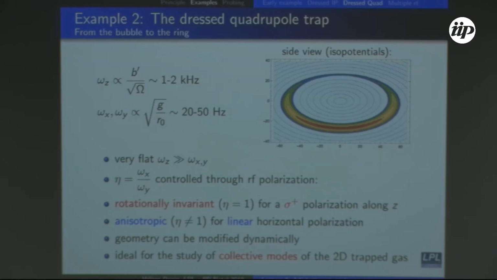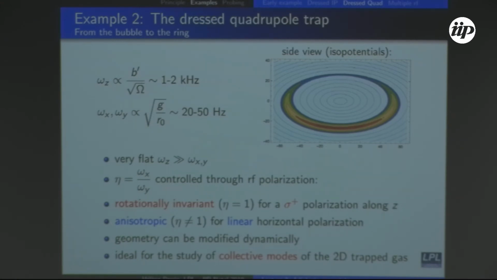So you are in a situation which can be very interesting to study low-dimensional physics, because the pendulum frequency is quite small, 20 to 50 hertz, whereas this trapping frequency can be quite large, between 300 hertz and 2 kilohertz. So it's a nice configuration to study two-dimensional physics. And second, you can control many parameters on this bubble.